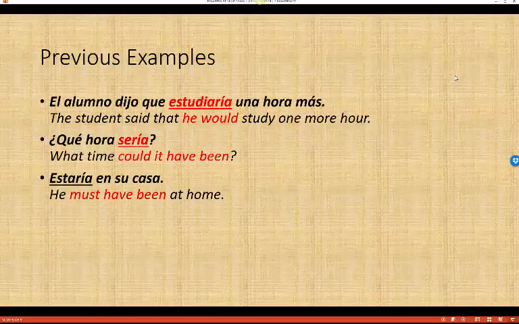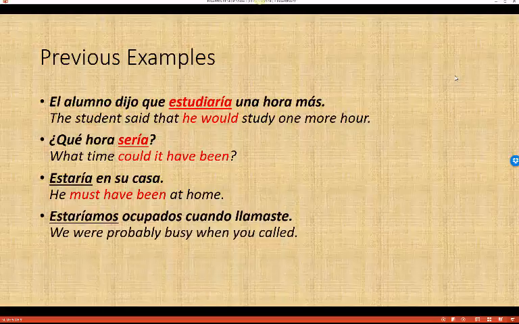Estaría en su casa. This is a declaración, it's a statement. Él estaría en su casa. He must have been at home when the police arrived. I'm making an assumption. It's a probability. Okay? Or I'm making that statement based on missing information. Estaríamos ocupados cuando llamaste. So, yeah, we were probably busy when you called. Okay? It's a probability that we were probably busy when you called.